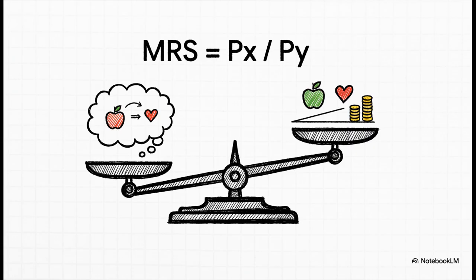At that optimal spot, the slope of your indifference curve is exactly equal to the slope of your budget line. Now, in plain English, what that means is the rate at which you are personally willing to trade one good for another, that's your MRS, is exactly equal to the rate that the market forces you to trade them through prices. Your personal value matches the market's price. It's a perfect little equilibrium.